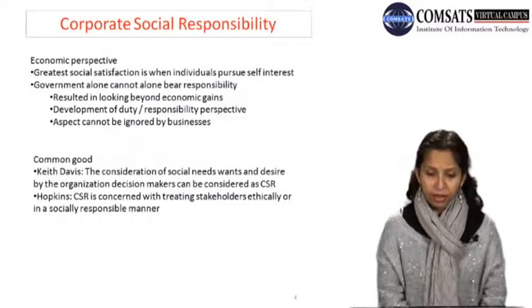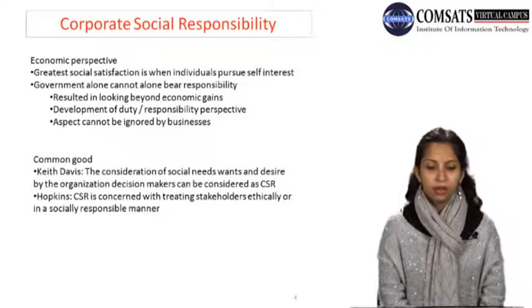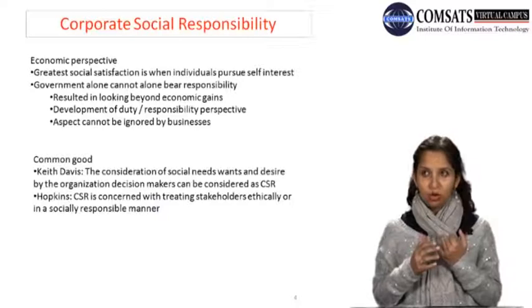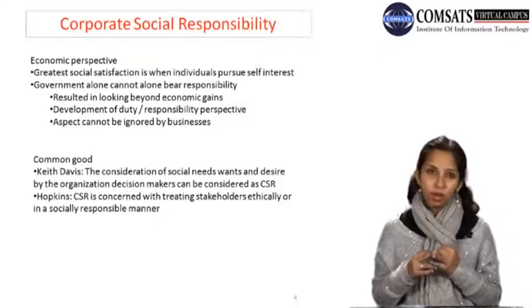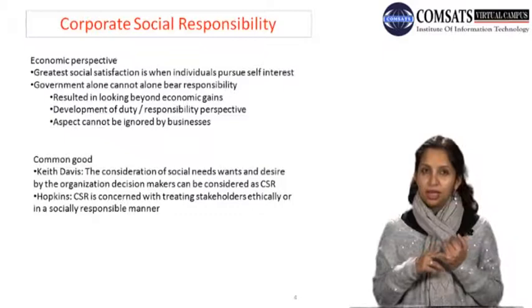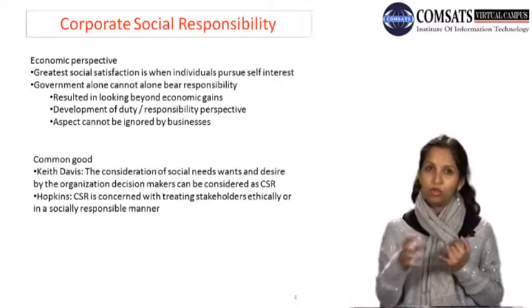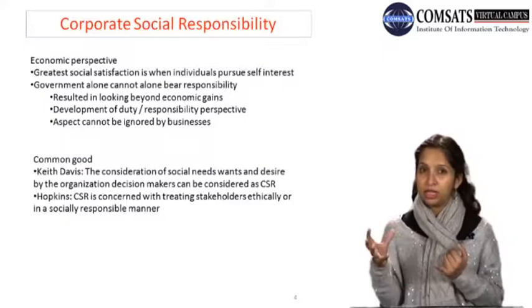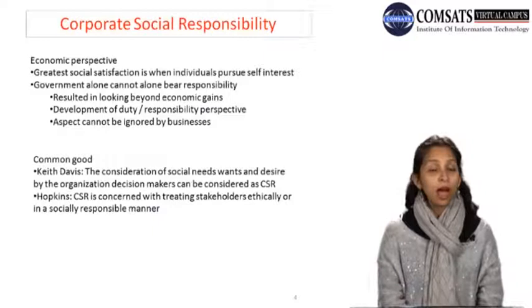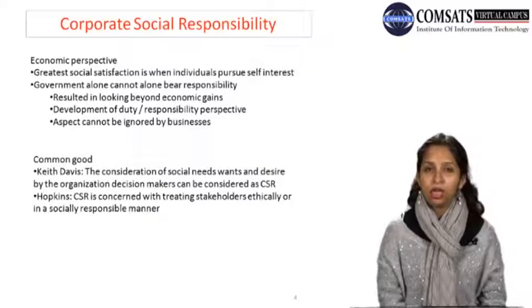And then again, you started thinking that different aspects cannot be ignored by businesses, or society cannot be ignored by businesses. So what I'm trying to say here is, yes, we agree that individuals should pursue self-interest and organizations should also pursue self-interest. But we also think that government cannot alone take the responsibility for the betterment of a society. Now with these two ideas in mind, what can we do? One, we say corporations are big enough, large enough, have enough resources, financial, human, physical, that they need to look beyond economic gains. They should think about something other than profitability. Now, what is that something else? It is that corporations should think about how they can help their society. Furthermore, the corporations also need to think about what is their duty and what is their responsibility.